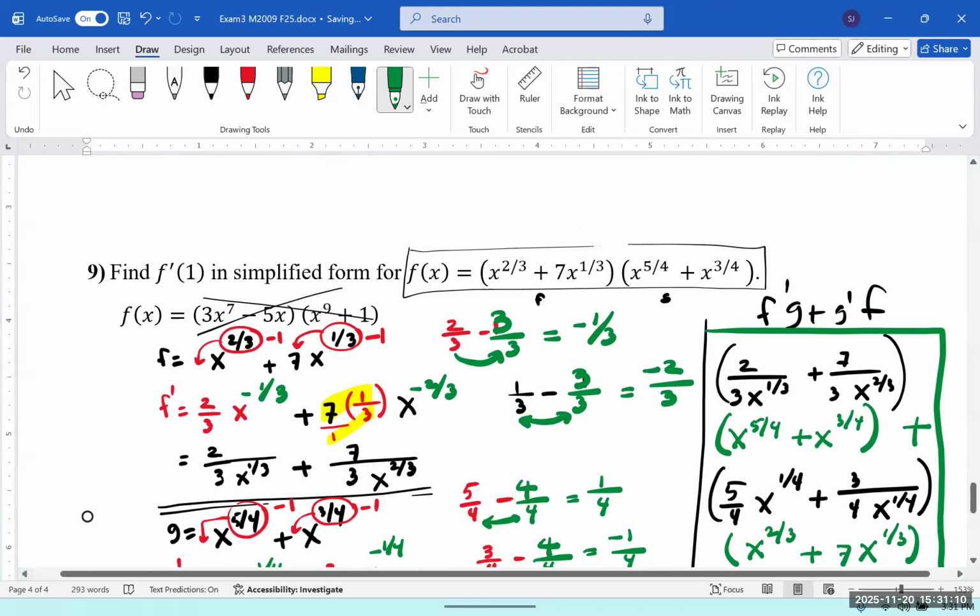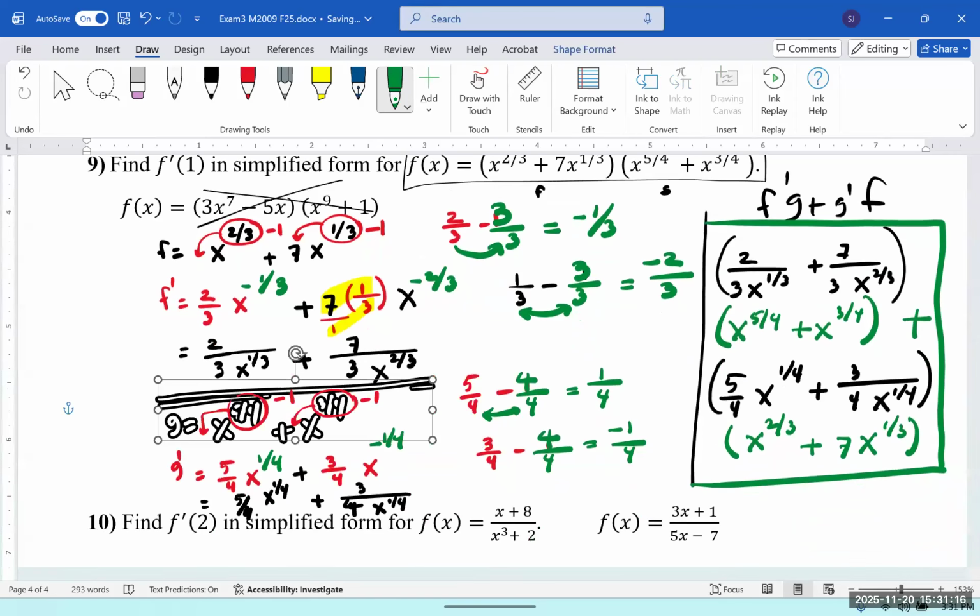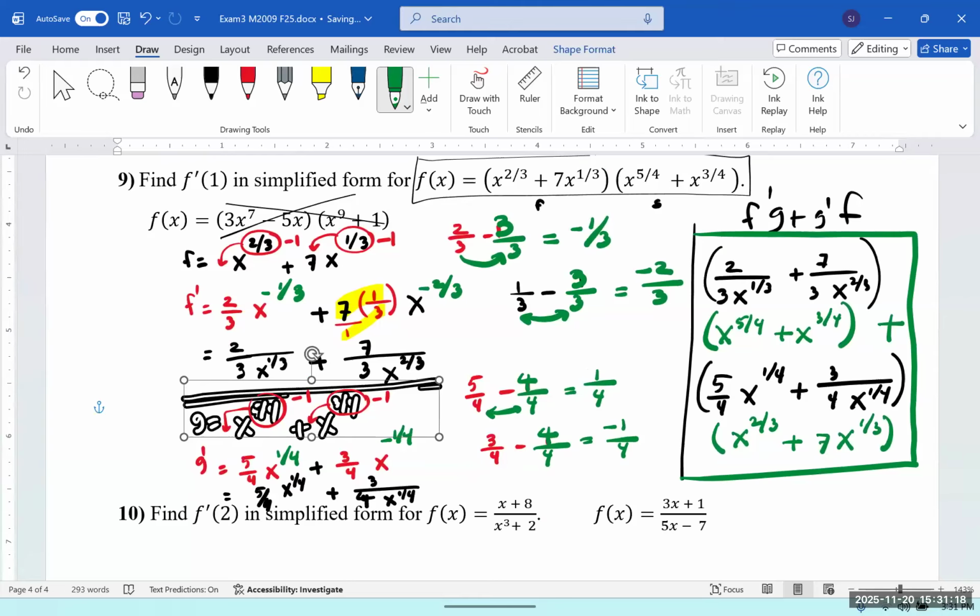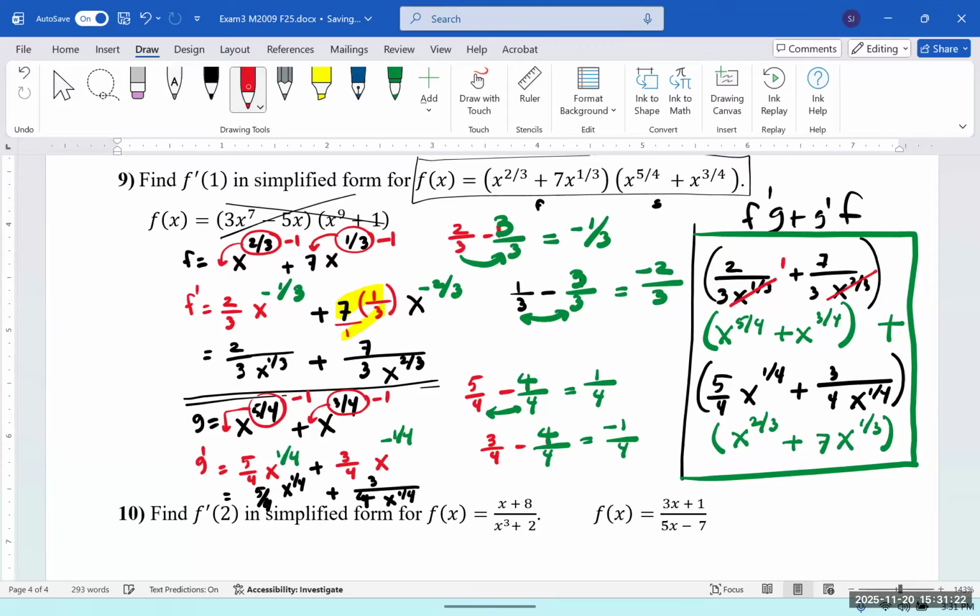Did it tell you to plug in 1? Or was it only f of x? Was it f prime of 1? Okay. So if it's asking you for 1, then your life is easy. Why? This is 1, this is 1, and so on. 1 to the anything is 1. So all these weird things you see, they turn into 1.